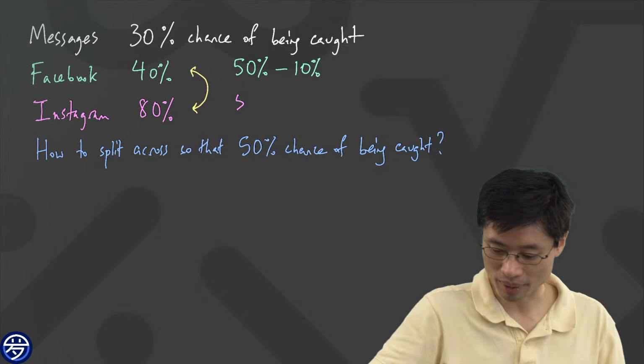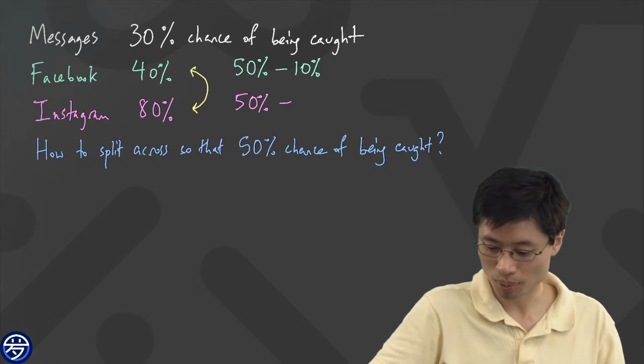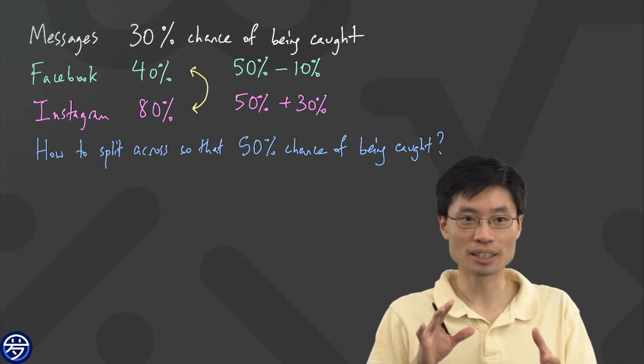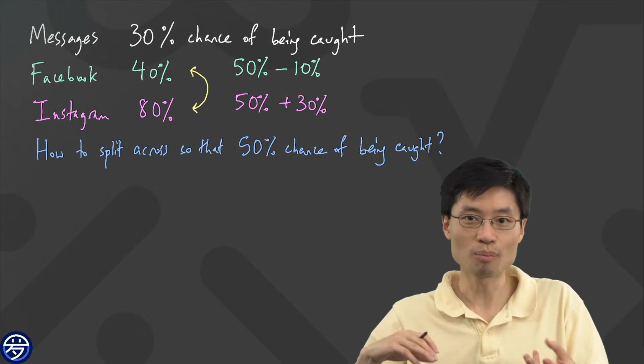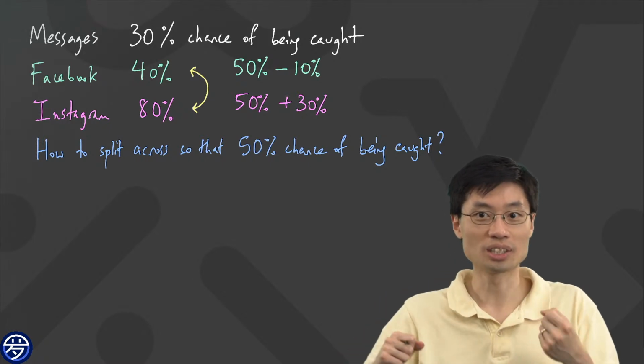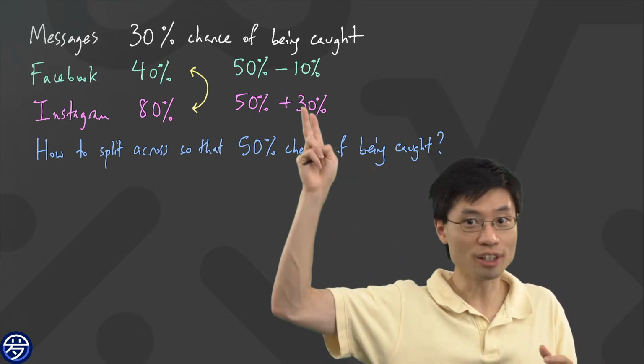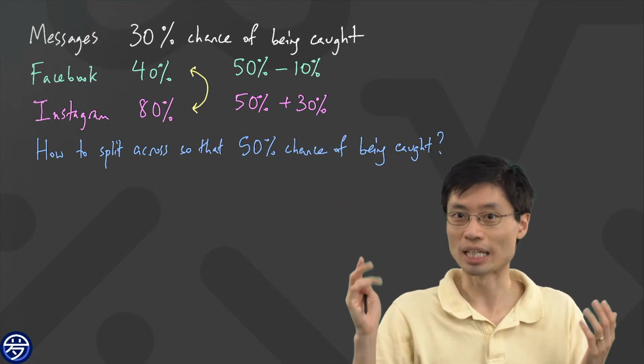Instagram happens to be 50% plus 30%. Now, why is this relevant? The reason this is relevant is because it's going to help you know how much Facebook you should do for each Instagram. And if you used each one once, by the way, a Facebook and then an Instagram, what's your chance of being caught?